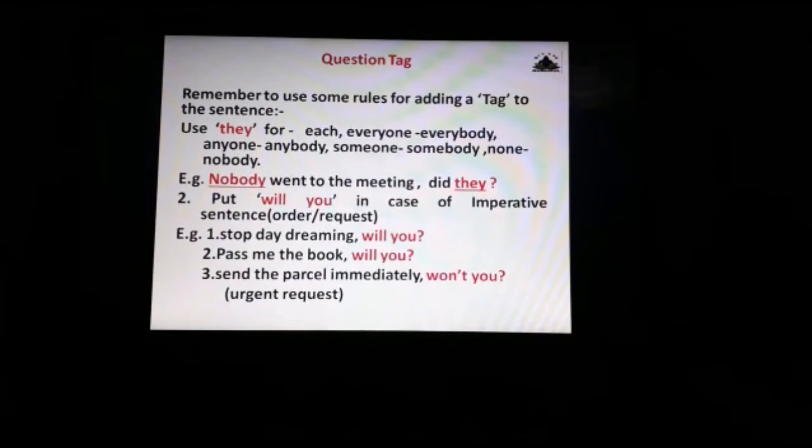See the examples. Stop daydreaming. Will you? Pass me the book. Will you? Send me the parcel immediately. Won't you? Now, third one is an example of urgent request.